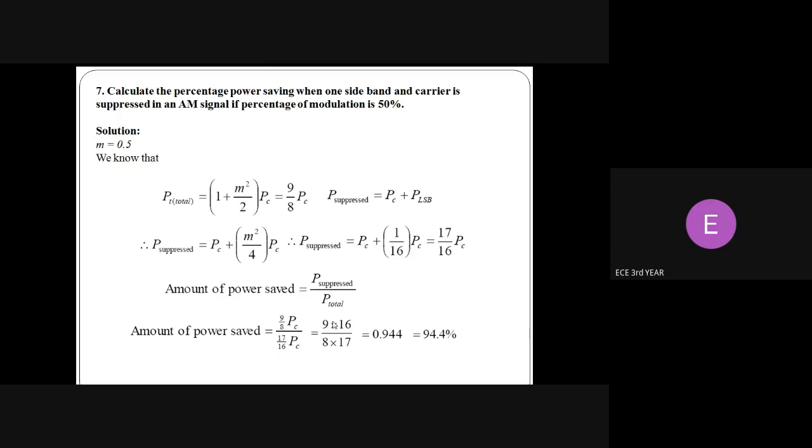So finally, we have seen completely all the types of things in the AM signal.